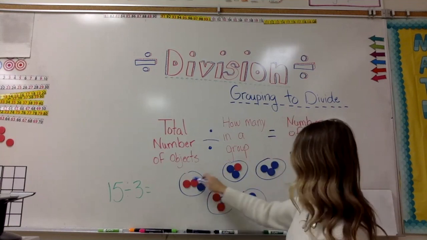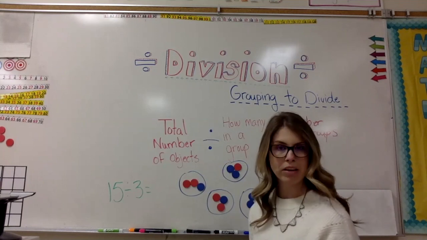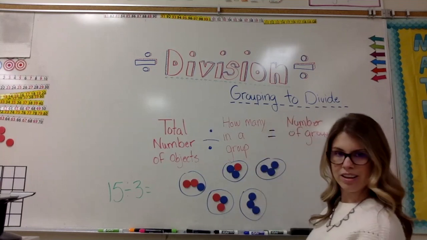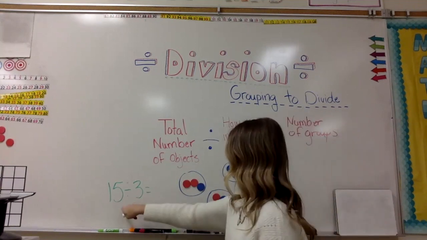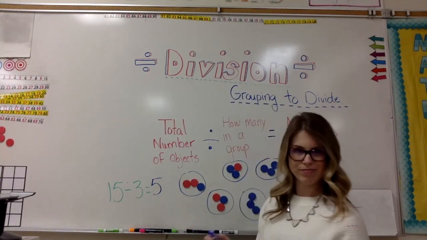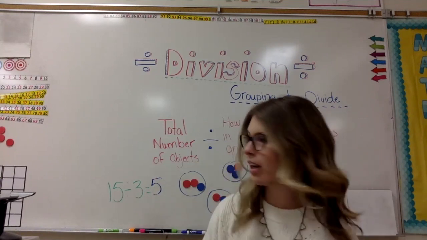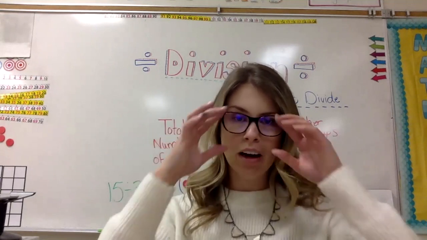Okay, so I've got 15 kids in groups of 3. So how many groups did I end up with? 5, you're right. So 15 divided by 3 is 5. So that's kind of what we're doing this week. And to do this, I'm going to move on to an example from our pages.